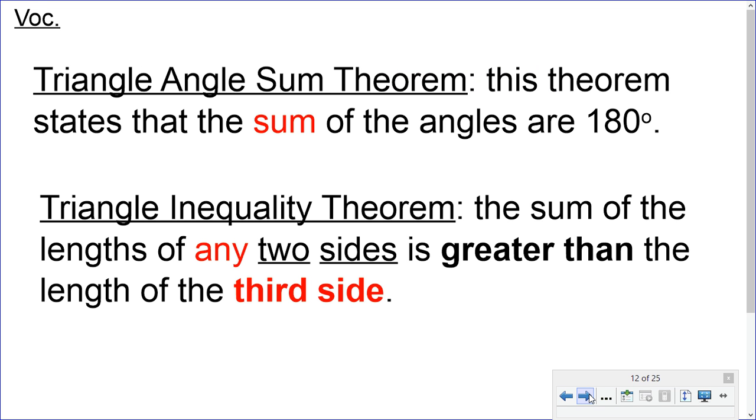Here's some more vocabulary. Triangle Angle Sum Theorem. This theorem states that the sum of the angles is 180. So we mentioned that a little earlier. And here is something new I want to talk about, the Triangle Inequality Theorem. The sum of the lengths of any two sides is greater than the length of the third side. So we're going to talk about that a little bit.